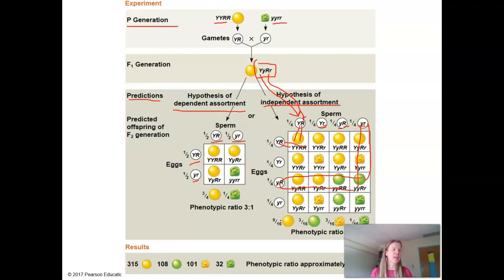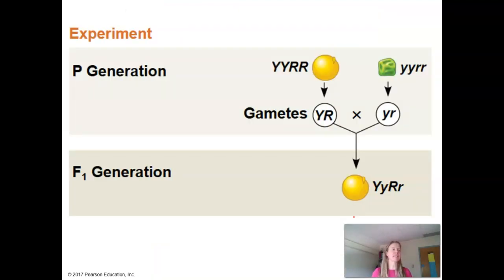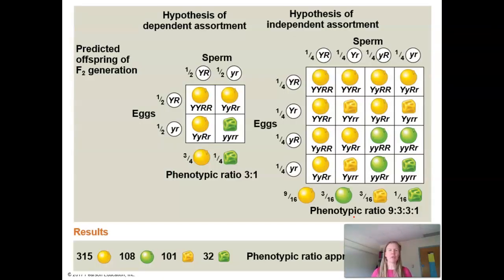Because sure enough, 9 out of the 16 are yellow and smooth, 3 out of the 16 are green and smooth, 3 out of the 16 are yellow and wrinkled, and 1 out of the 16 is wrinkled and green. And that is exactly what Mendel found, this 9:3:3:1 ratio. He did this with a bunch of dihybrid crosses, with really meticulous record keeping, thousands of plants counted over and over again. He kept seeing this 9:3:3:1 ratio, and that confirms his hypothesis of independent assortment.